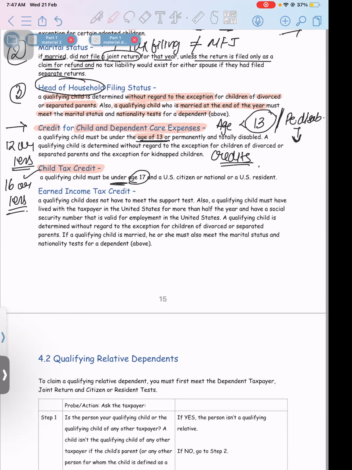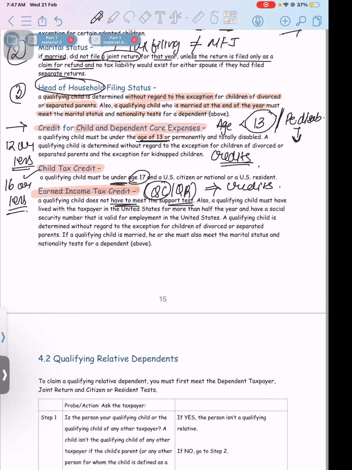Next one is EIC, the earned income tax credit. Here also you will have to check whether you have a qualifying child or a qualifying relative along with you or not. Okay, so a qualifying child does not have to meet the support test. Any qualifying child, even if it doesn't meet the support test, that's fine. You can claim the EIC credit if you have at least one child. This again, I mentioned, we will see in the credits chapter: EIC credit, child tax credit, and dependent care credit.